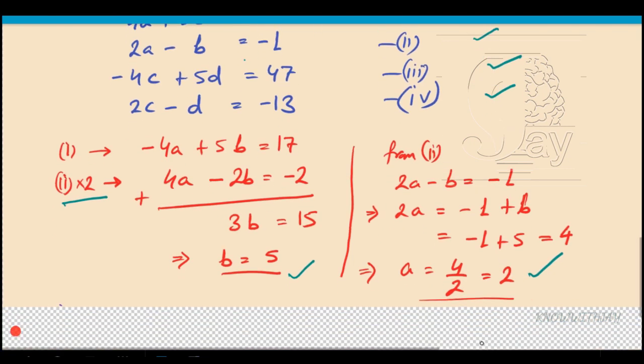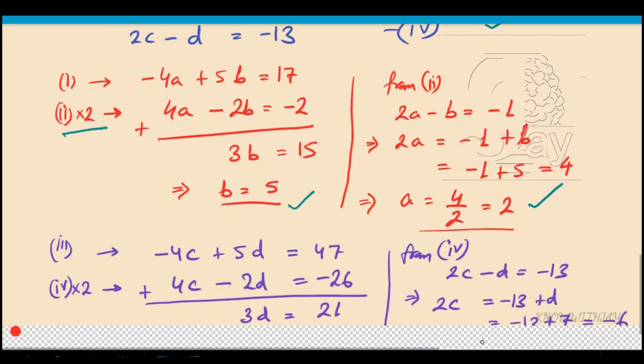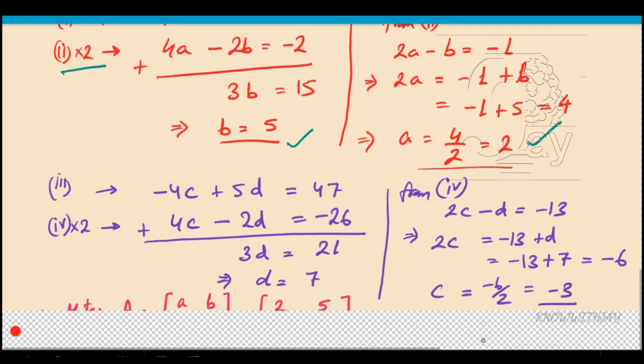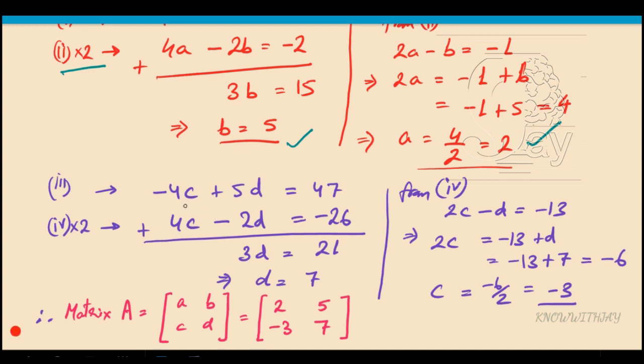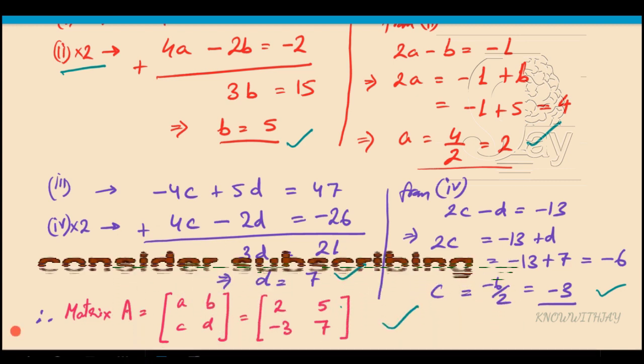Similarly, solving the third and fourth equations using the elimination method, we get d equals to 7 and c equals to minus 3. So writing all the elements for the matrix A, we get 2, 5, minus 3 and 7. That's the matrix A. That was all from matrices of class 10.